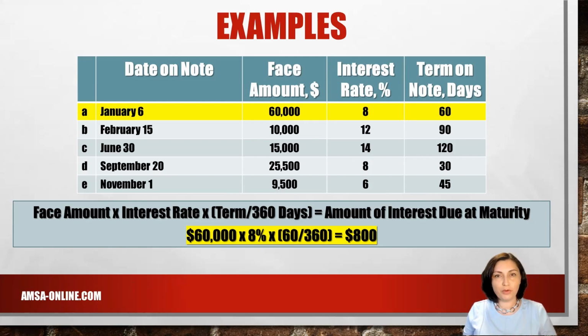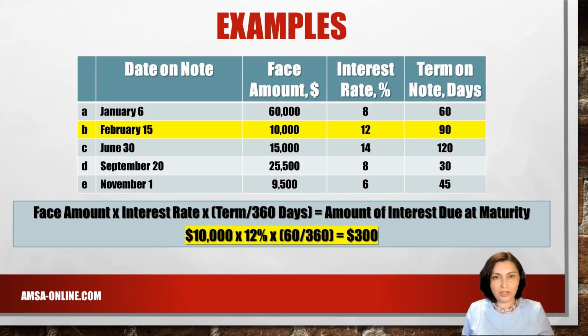Now, let's calculate the amount of interest due at maturity. It is paid on the note face amount for the length of the term of the note. The interest on a note is calculated as a product of the face amount, the interest rate, and the note's term. In this case, we multiply $60,000 by 8%. Then, multiply the resulting amount by the fraction of 60 days, the term of the note, divided by 360 days, or the approximate days in a year. The result is an amount of interest due at maturity of $800.